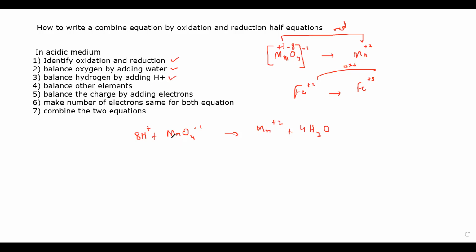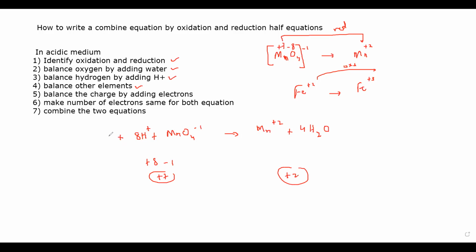Then balance other elements. Hydrogen is balanced, oxygen is balanced, and manganese is also balanced because one atom is there on both sides. Balance the charge by adding electrons. So how to balance the charge? Here the charge is +8, -1, so it is +7. And here the charge is +2. So where should I add electrons? Because an electron is a negative charge, I will add electrons towards the side where I can reduce the charge.